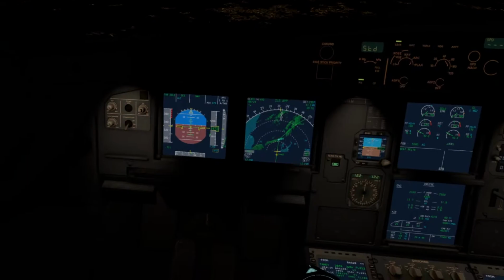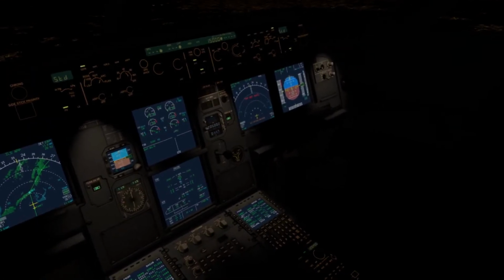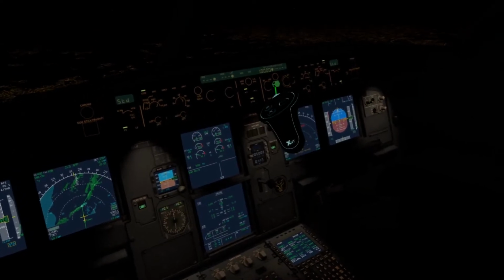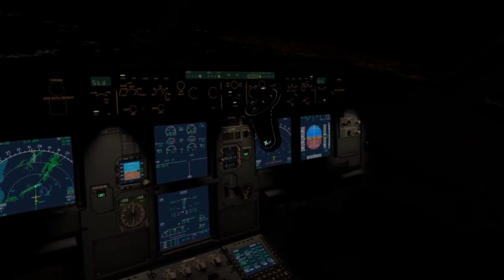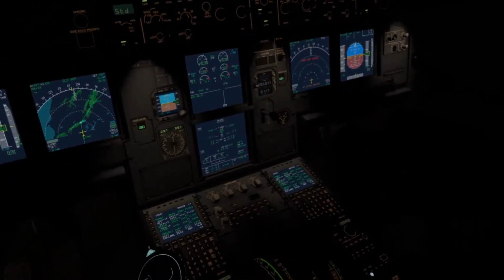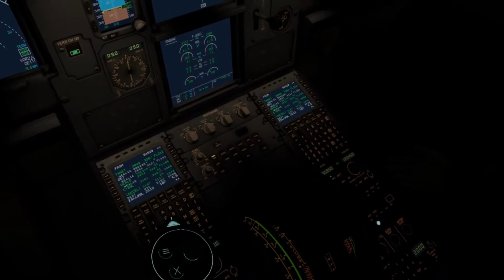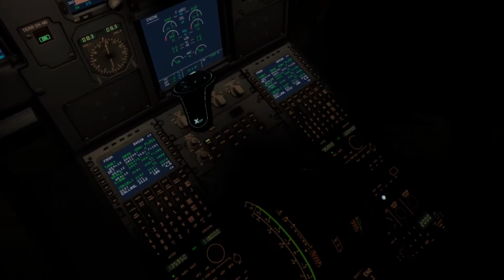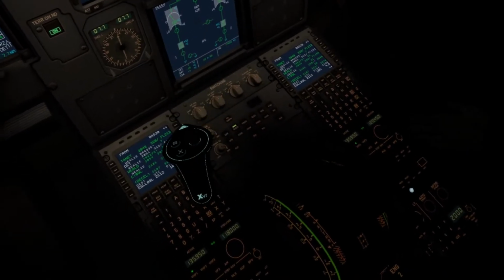We're just going down below 20,000 feet. Okay, we're going to set to 10,000 feet. Yeah, 10,000 feet. Okay, let's go check the engines real quick. Everything seems normal as well. This is normal, of course.